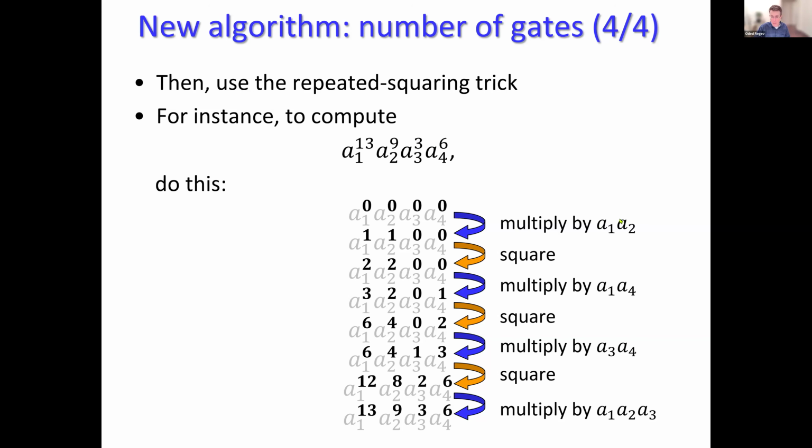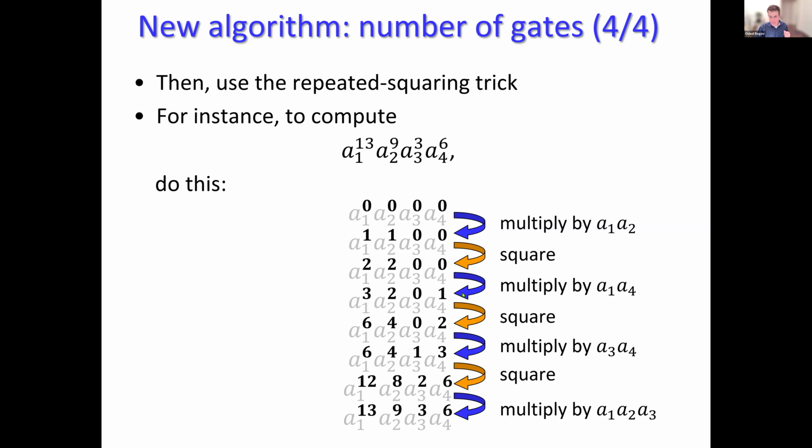So I'll multiply by a1, a2. Okay, this is the first step. Then I square. I get exponents of 1, 1, 0, 0. When I square, the exponents are 2, 2, 0, 0. Then I multiply by a1, a4. I get 3, 2, 0, 1. These are the exponents. I square. Each time I square, all the exponents magically double, right? That's the thing about squaring. So 6, 4, 0, 2. I multiply by a3, a4. I get 6, 4, 1, 3. I square. I get 12, 8, 2, 6. And I multiply finally by a1, a2, a3. I get 13, 9, 3, 6, which is exactly what we wanted.